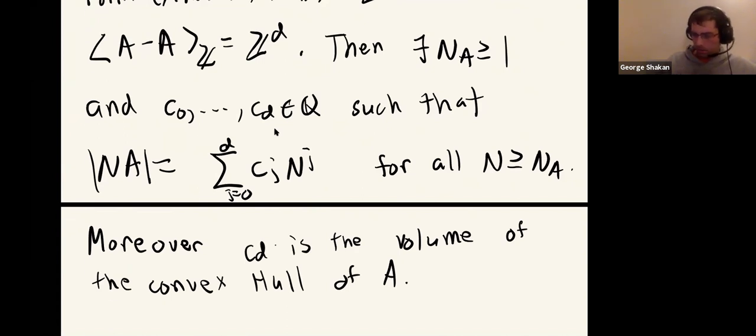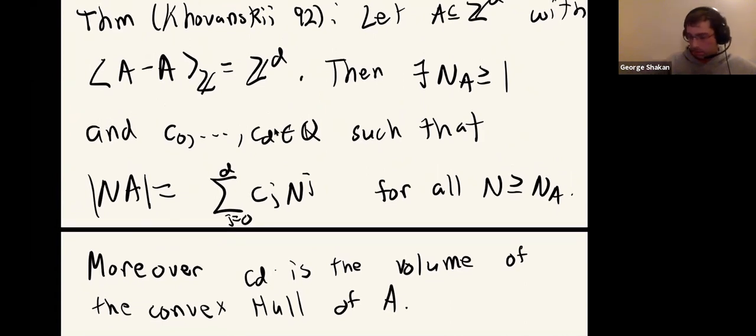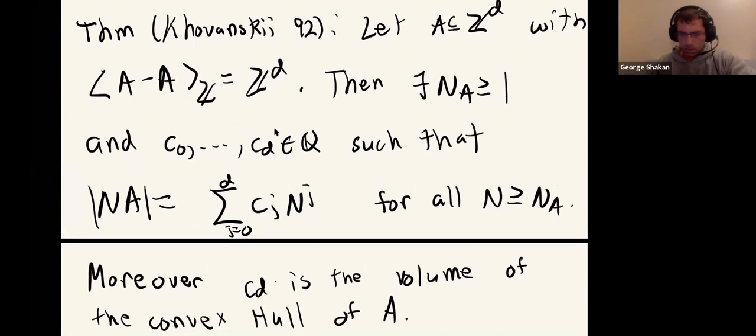Basically, that is saying that the sumset is, more or less, up to some error term, the integer points in the n-fold sumset of the convex hull of your set. Okay, so it's an interesting theorem, certainly.